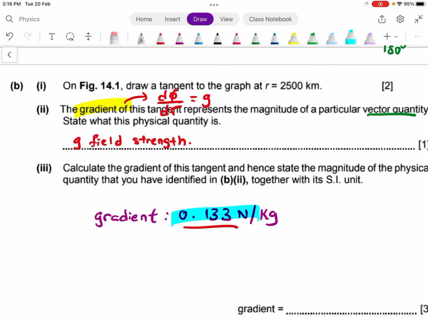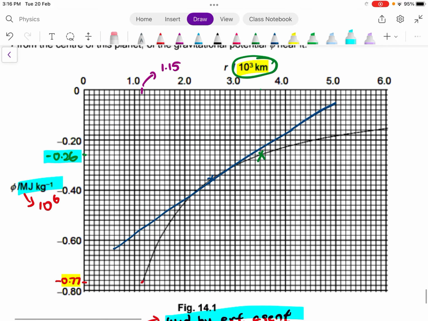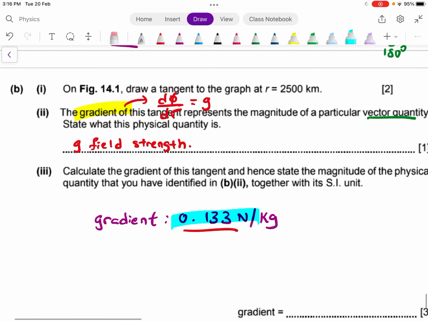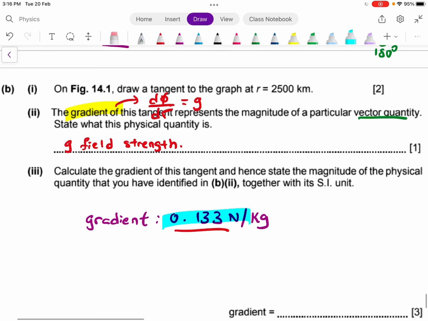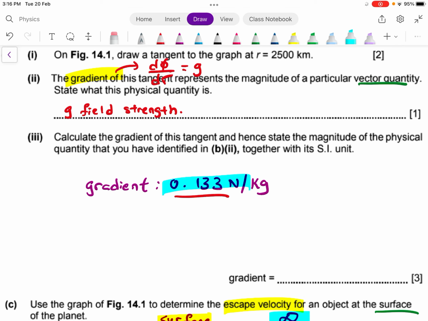Alright, let's move on to part B. Part B, draw a tangent at about 2,500 kilometers. So just roughly draw a tangent right here. For part 2, the gradient of the tangent represents the magnitude of some vector quantity. State what this vector quantity is. You simply put gravitational field strength. Part 3, we are asked to calculate the gradient and hence put the SI unit.